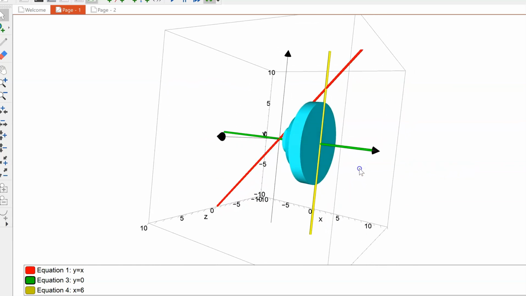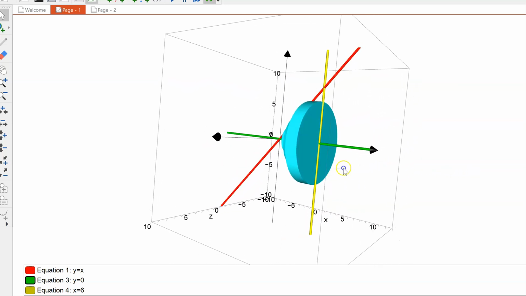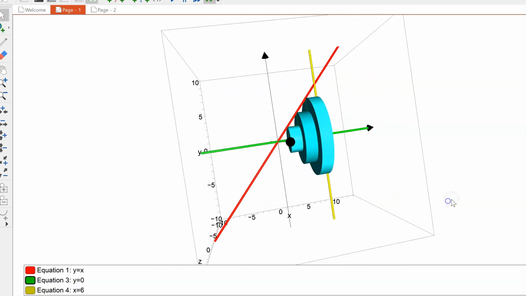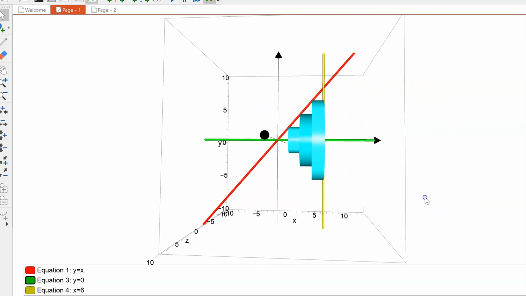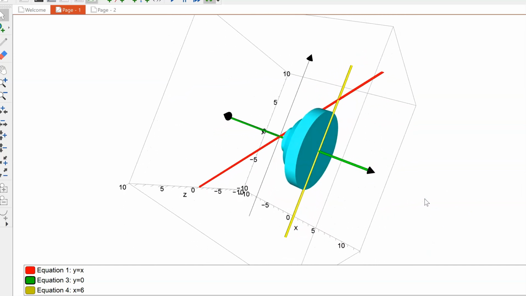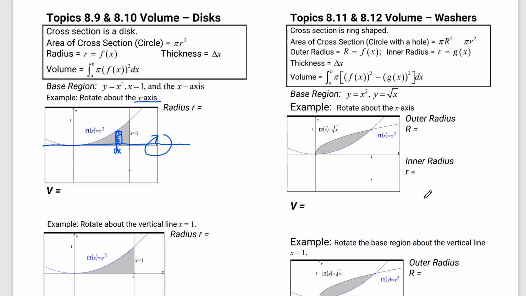And the disks are just pi r squared, right? So if I go back to the notes here, again, this is what we're doing here. It's really pretty neat. Let's go back to our notes. Now notice I've got it up here at the top. All right, pi radius squared.